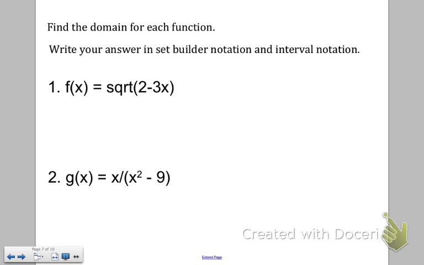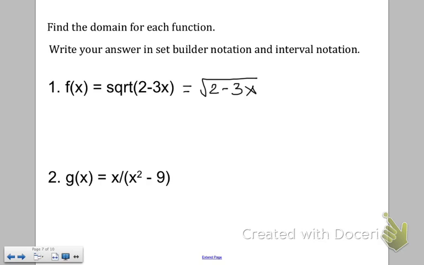Alright, so our first example is f of x equals the square root of 2 minus 3x. So, let me rewrite this so it looks a little bit prettier. Okay, so we're talking about a square root here. A square root is an even index. Even though we don't write it, it's got that imaginary little 2 telling me that this is an even root. It's got an index of 2.